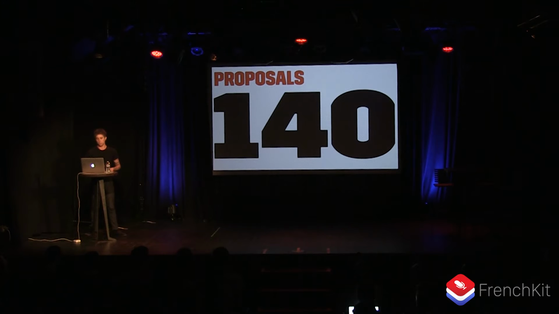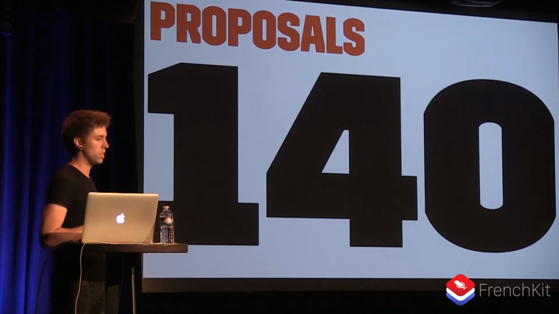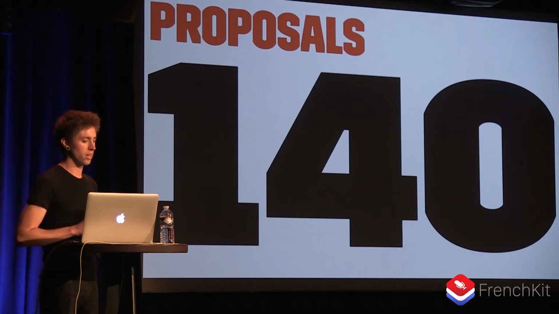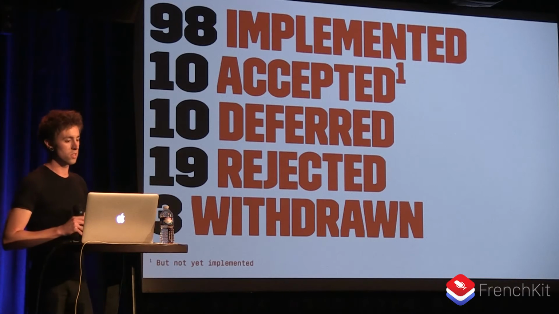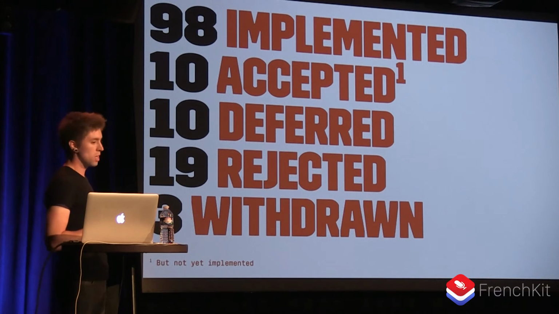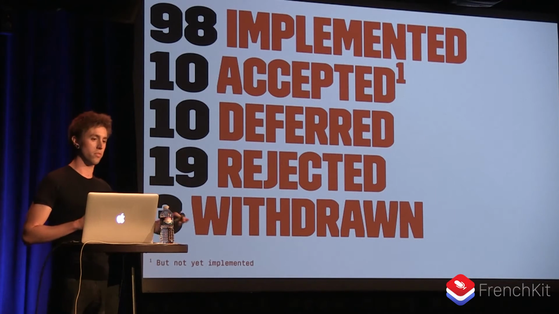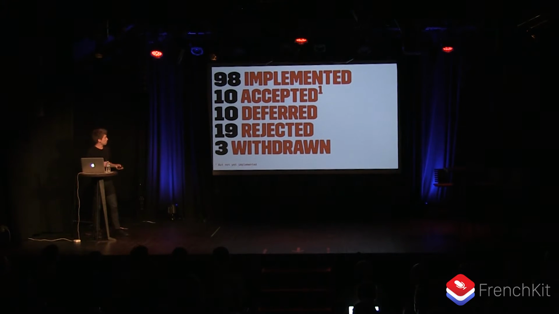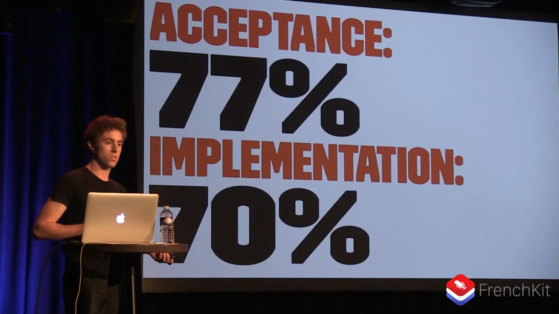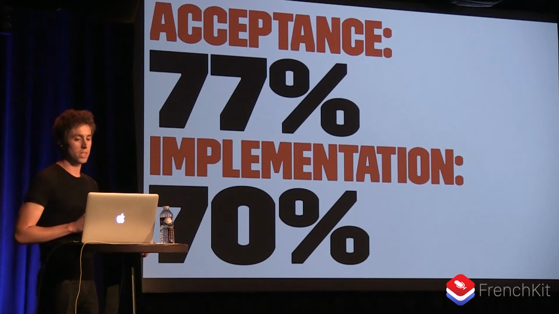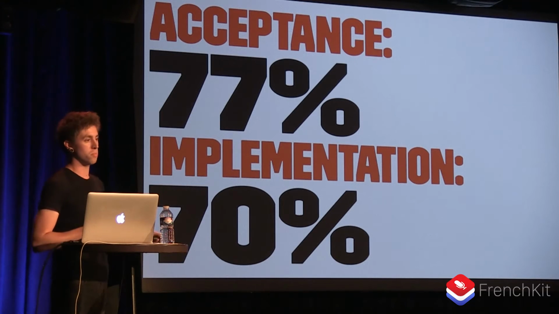So, as you know, we have 140 proposals since Swift was open sourced. It's a pretty small data set, so it's kind of hard to draw too many conclusions, but we can still see what we can find. So this is the breakdown of those. 98 have been implemented. The 10 accepted proposals are ones that did not make it into Swift 3, so they'll be in Swift 3.1 or some other future release. And then we have the deferred, rejected, and withdrawn proposals. But this means that the acceptance rate is 77%. That means over 3/4 of every proposal written and submitted has been accepted, and 70% were implemented for Swift 3.